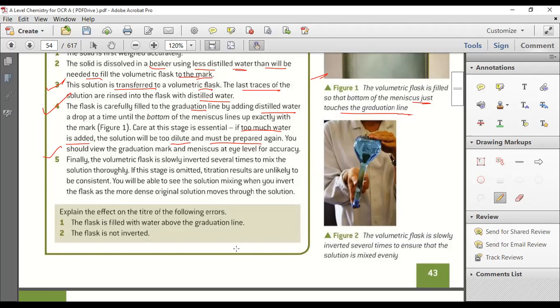The second point is, if you do not invert the flask, then the solution will not be thoroughly mixed, and you are unlikely to get consistent results. You will get a range of results. Clear? Yeah. These two questions are clear. Okay, fine.